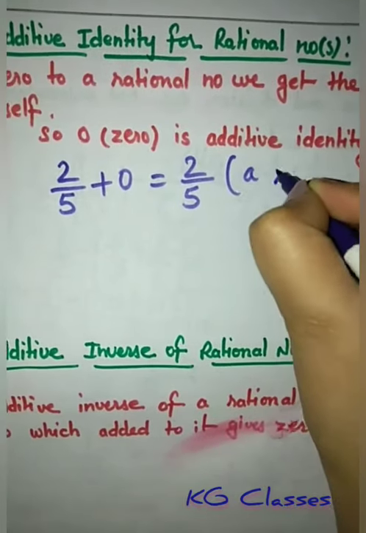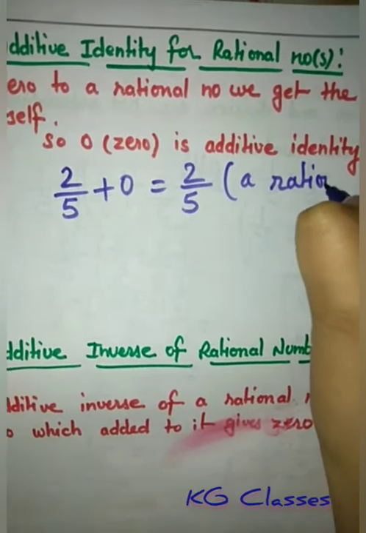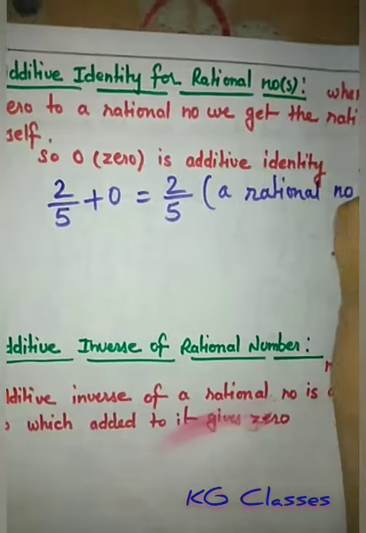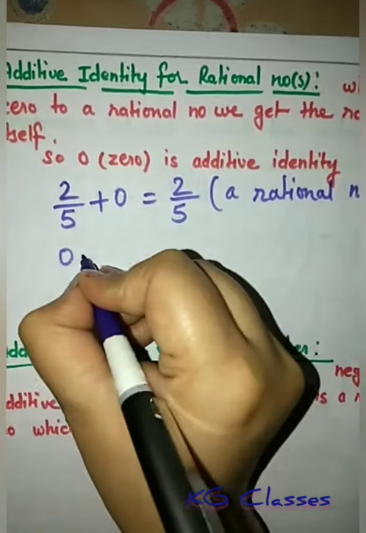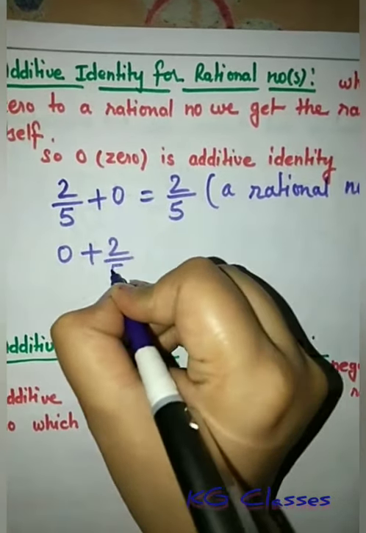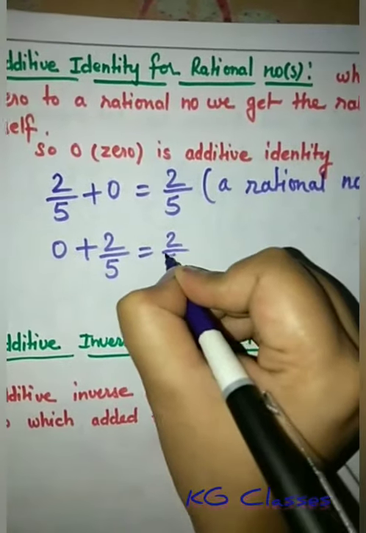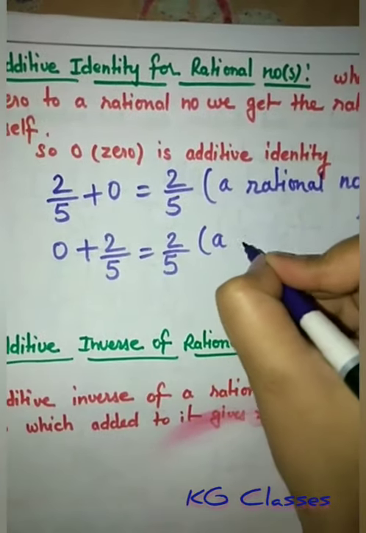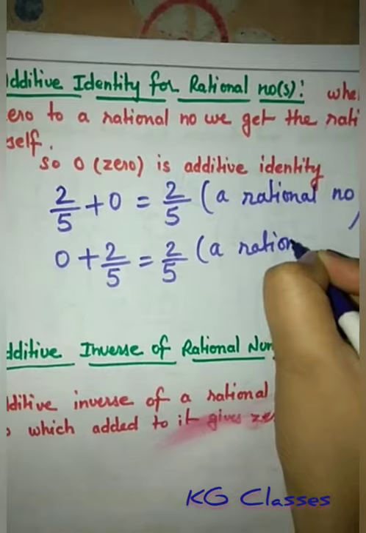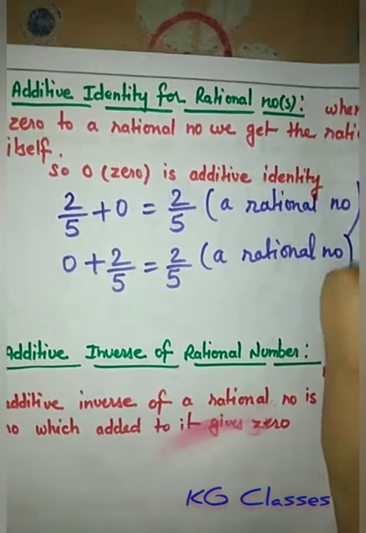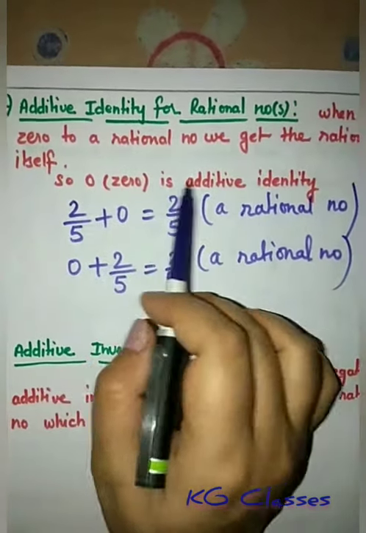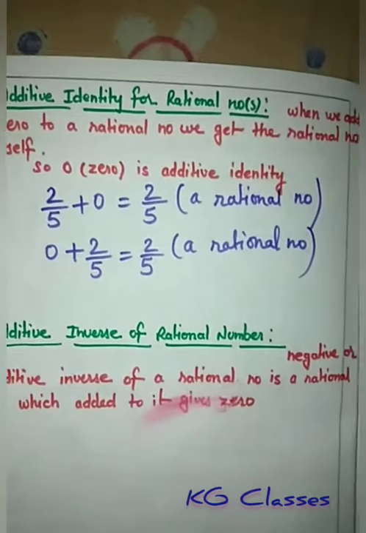So it is a rational number. And if we add 2 by 5 and 0, then also we will get 2 by 5 itself. It is also a rational number. So this property says 0 is additive identity for rational numbers.